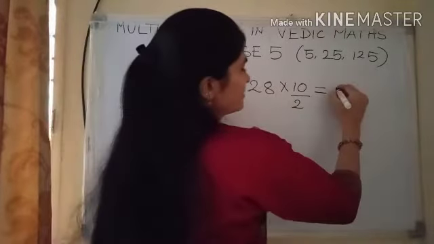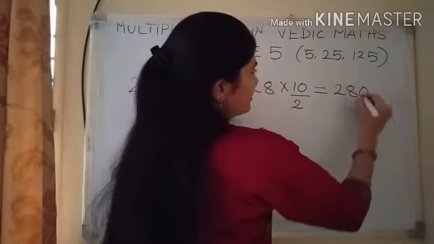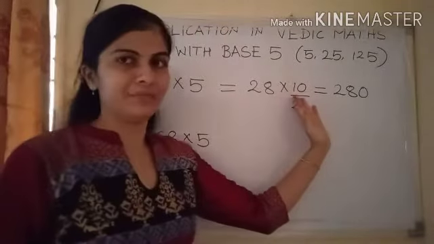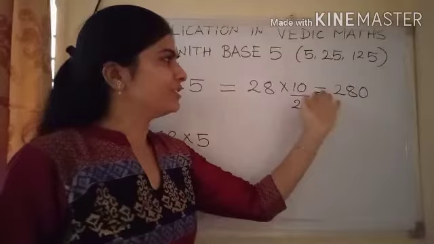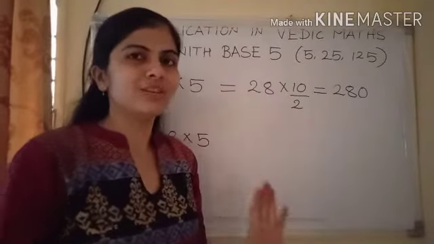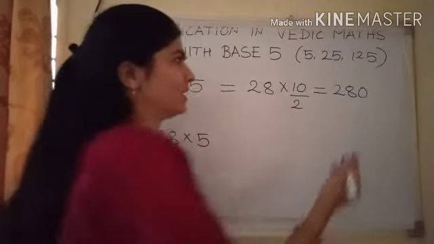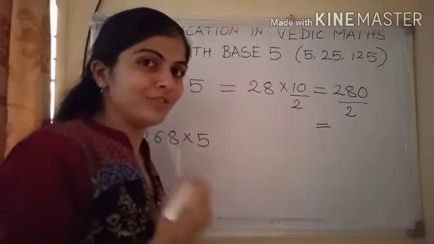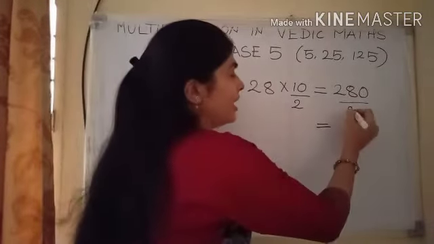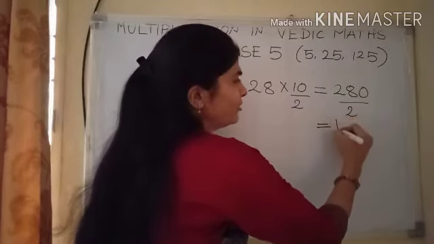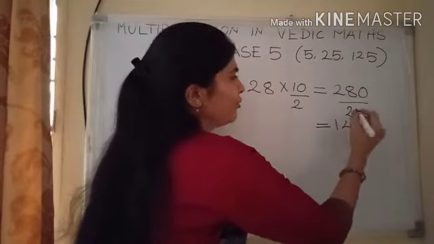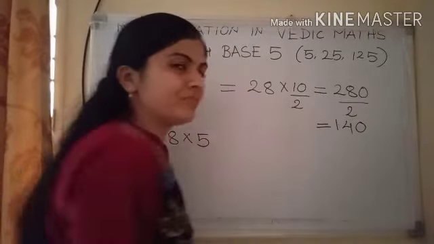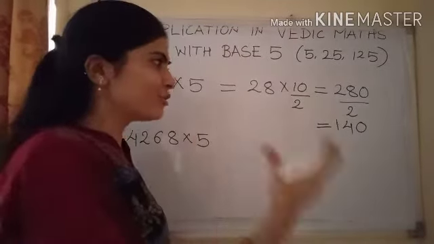28 into 10, can we say it is nothing but 280? Whenever we multiply any number with 10, what we can do? Just write down 0 after that number. So it is 280. Divide by 2. Now what we need to do? We need to make it half. Half of the 2, that is 1, half of the 8 is 4, and half of the 0 divided by 2, that will be 0. So the answer is 140.